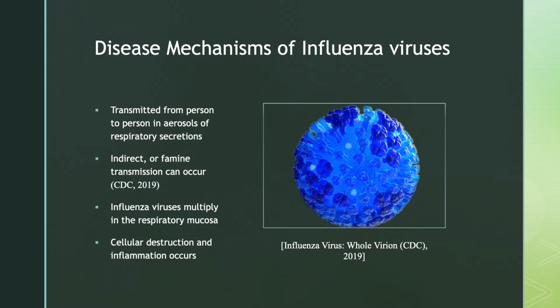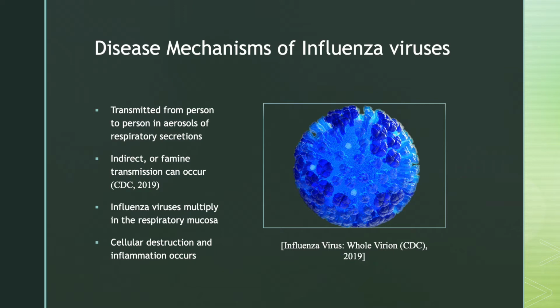Influenza viruses are transmitted from person to person, primarily through respiratory droplet transmission, like when an infected individual coughs or sneezes around a vulnerable individual. In other words, these viruses are transmitted in aerosols of respiratory secretions. Indirect or fomite transmission can occur as well, for instance, when an individual touches a contaminated surface and proceeds to touch their face.